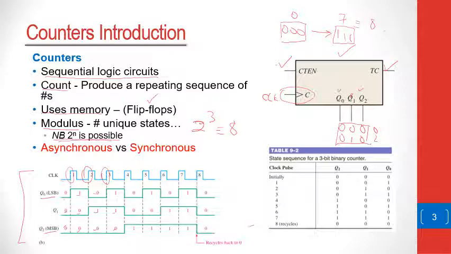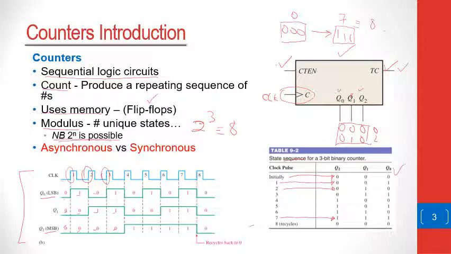So in fact, the state sequence of this 3-bit counter can be summarized using this table, whereby initially the counter would be at a reset state, which is 0, 0, 0, and then on the first clock pulse, it goes to 1, on the second clock pulse, it goes to 2, and so on and so forth. And on the 7th clock pulse, it reaches its terminal count, then normally the terminal count output will go high.